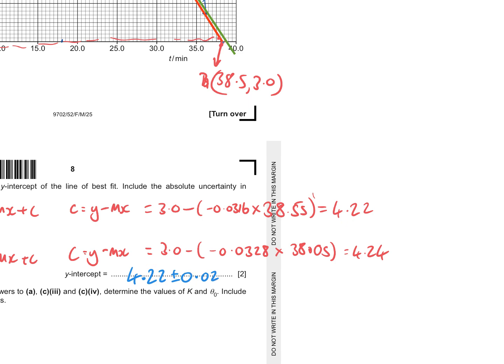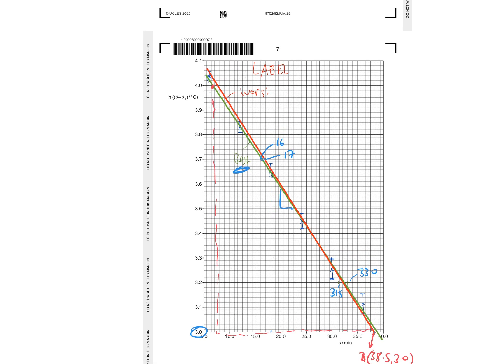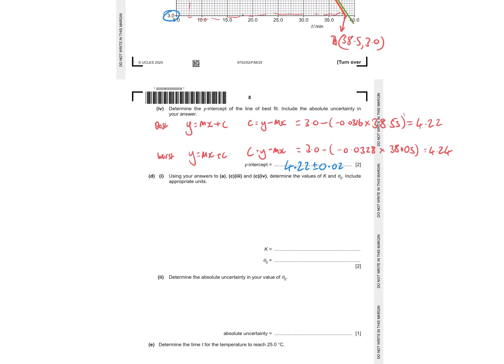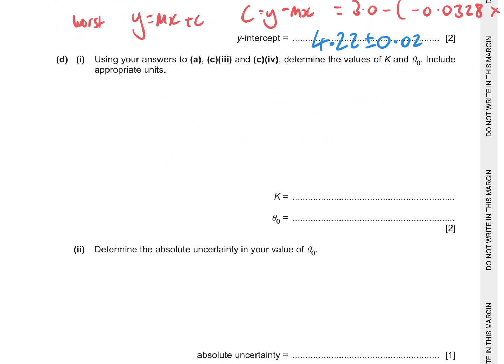And I always do a quick check. Is that sensible? Well, yes, if you look at that, this is 5 over here. So to get to 0 would be about over here, by which time that will shoot up a bit further towards a value of about 4.2, which is what I got. On to the next question now.